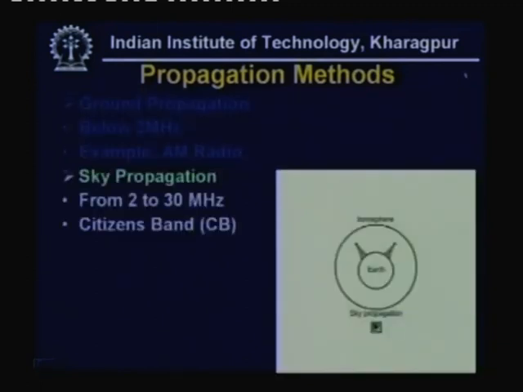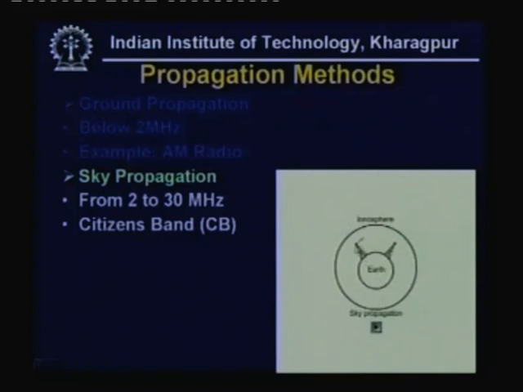Second mode of communication is known as sky propagation. This sky propagation is possible for the frequency range from 2 to 30 megahertz. Signals of 2 to 30 megahertz can propagate through air, and in this case the mode of propagation is known as sky propagation. Why is it called sky propagation? In this case, as we shall see, the electromagnetic signal which comes out from the transmitter will go to the ionosphere layer, then it will bounce back. Let us see how it happens.